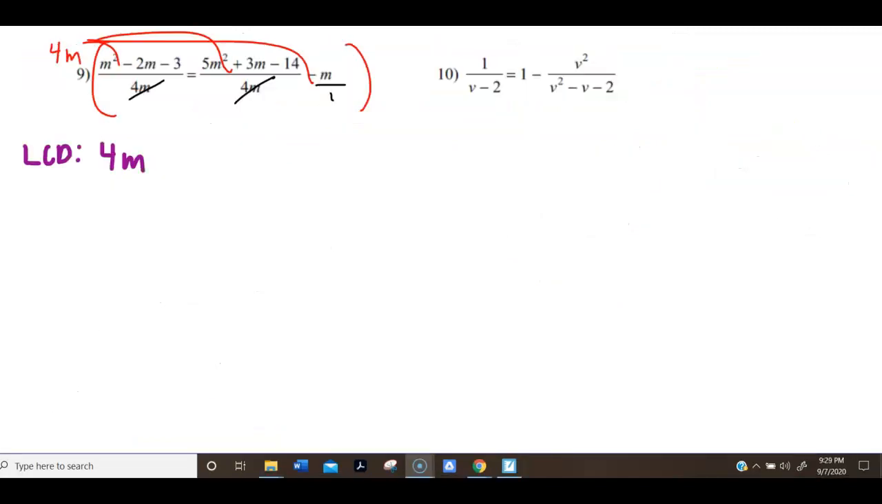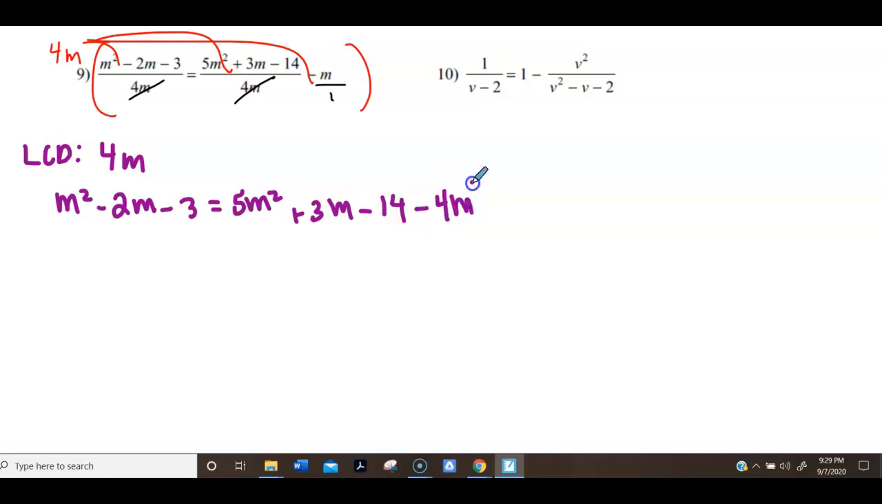The LCD on number 9 is 4m. So I'm going to multiply every single piece by 4m. So that's what I'll do first. 4m's cancel, leaving me m squared, subtract 2m, subtract 3. The 4m cancels, so this is equal to 5m squared plus 3m subtract 14. Nothing cancels with the 1, so 4m times m is subtract 4m squared.